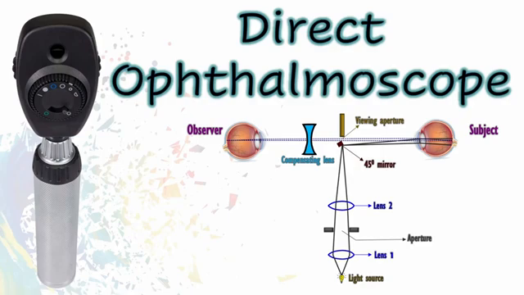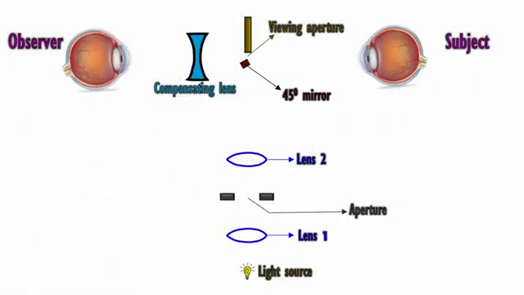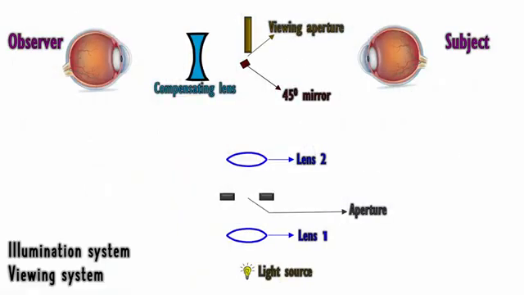Hello viewers, let's get to understand the direct ophthalmoscope. The handle contains the battery for illumination and the head contains the optics. The optics consist of an illumination system and a viewing system. The illumination system consists of a light source, an aperture, two convex lenses and a 45-degree mirror. The viewing system consists of the viewing aperture and a compensating lens.